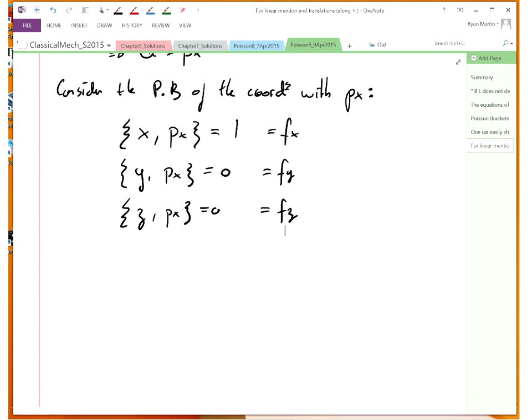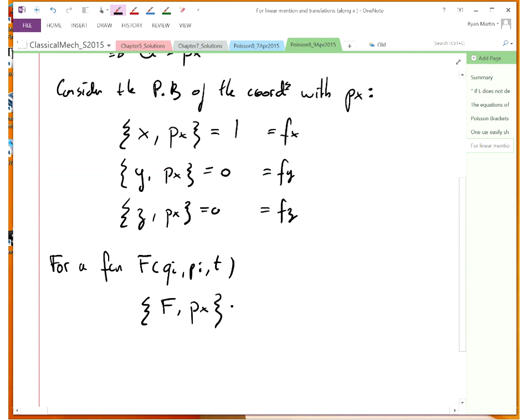So far, I've only looked at how the coordinates transform, but that's generally true for any function of the coordinates. So, for a function f that depends on the coordinates and their generalized momenta, the Poisson bracket of a function and momentum is given by df by dx. You can look that up in equation 737.